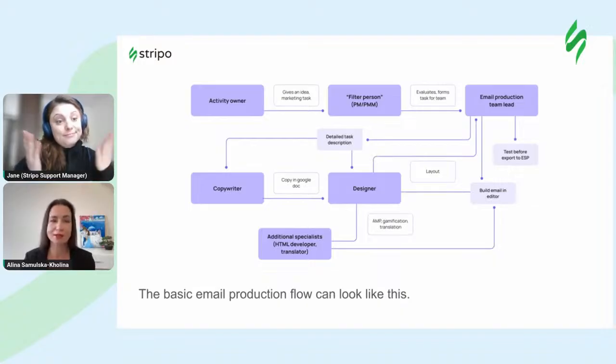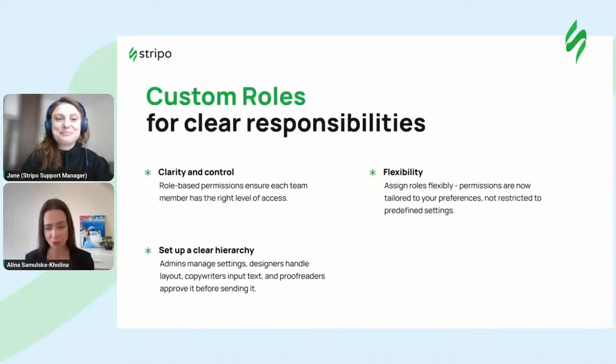That's where Stripo comes in. We built powerful teamwork features into the email editor itself, so your entire team can collaborate in one place, live, clear, and organized. So let's start with the first collaborative feature that helps you make a solid structure for better collaboration. I'm talking about assigning roles for clear responsibilities. Let's jump in and take a closer look at how it works. Jane, could you show us, please?